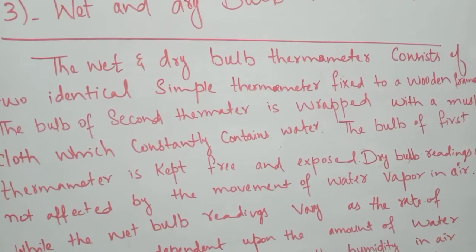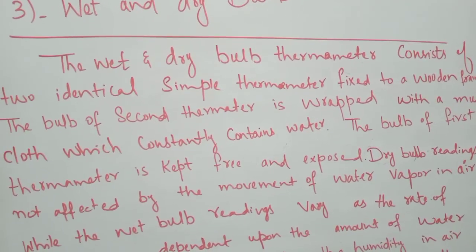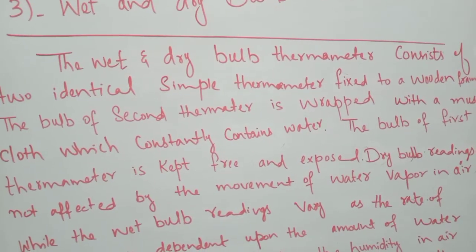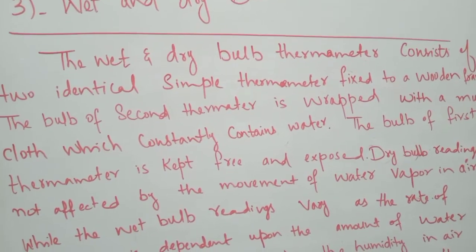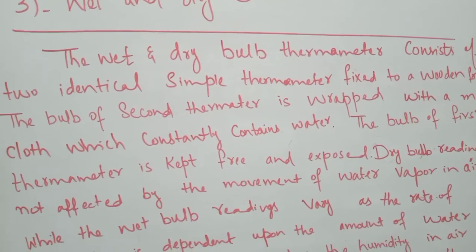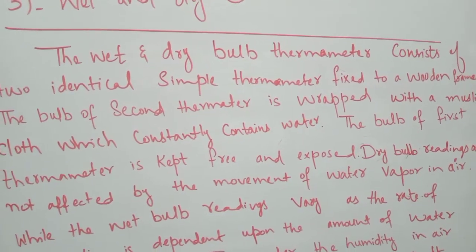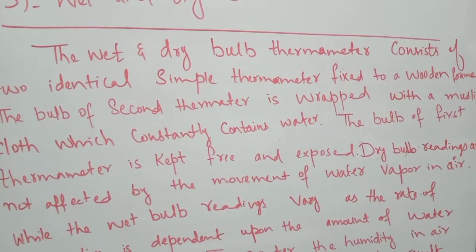Now we need to know how it works. If two thermometers are going to be used, they must have separate bulbs. Let's talk firstly about the second thermometer. The bulb of the second thermometer is wrapped with a muslin cloth. Muslin cloth, what does it mean?